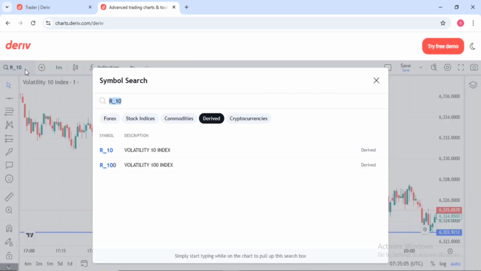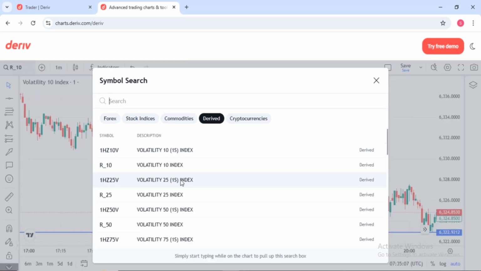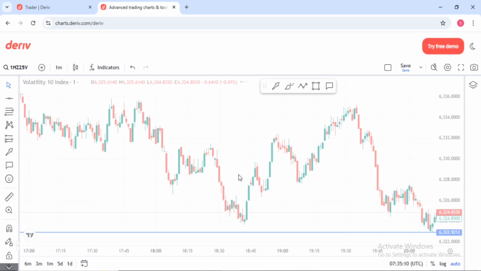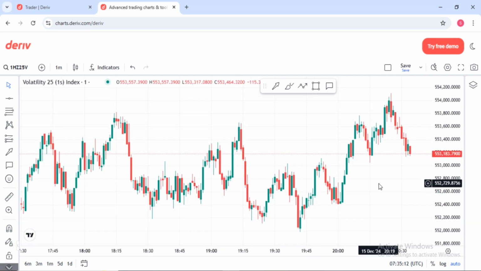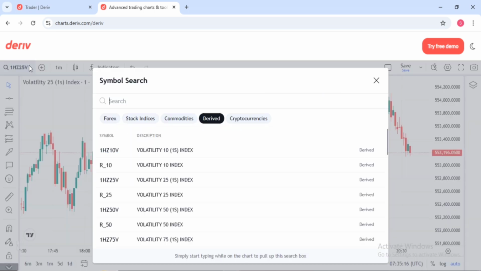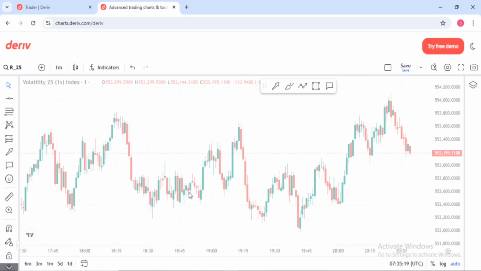So let's look for a market, and if we can't find a market, then I'll show you theoretically how to place a trade. 25 1S, then 25.